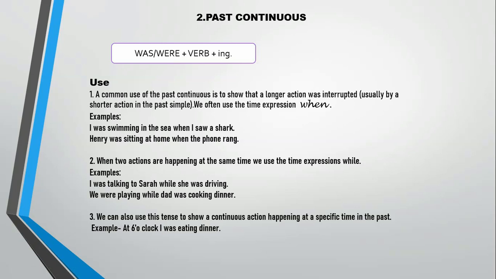Now you can see the first usage over here. The first use says that a common use of the past continuous is to show the longer action was interrupted, usually by a shorter action in the simple past. That is very easy. You can see the example. We often use the time expression when. Whenever we use this time expression when, it agrees with the simple past tense. So the longer action can be indicated by the past continuous, whereas the shorter action can be indicated by your simple past tense.